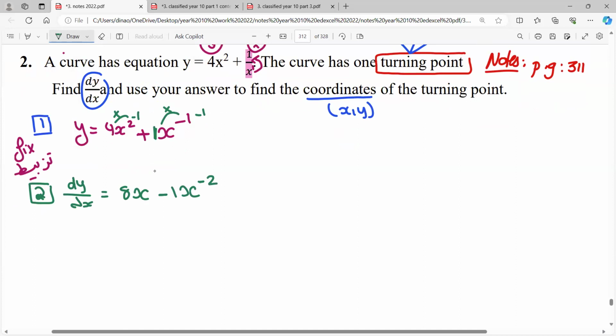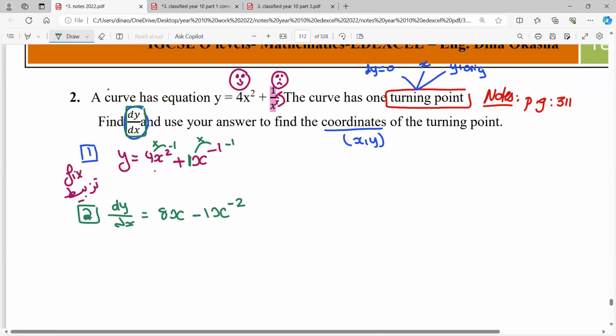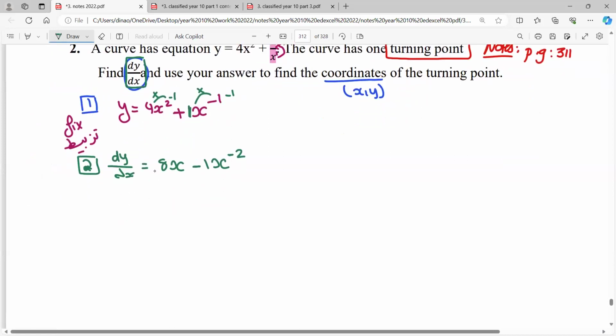As we agreed, the only difference in this part is that I just move the x up and then bring down and multiply by minus 1. Okay, find dy by dx. We solved this part over here. And use your answer to find the coordinates of the turning points. I already know the conditions of the turning point and I know what to do. My differentiation is going to be equal to 0.